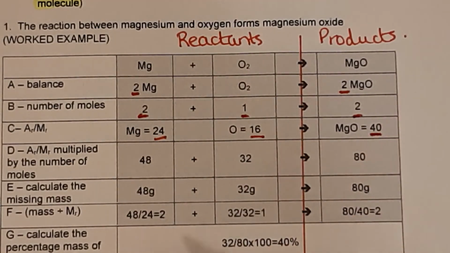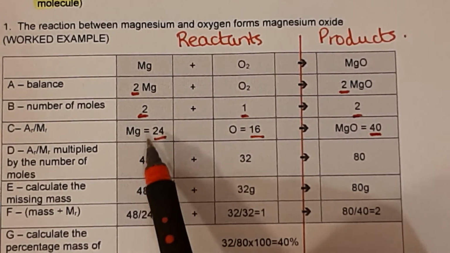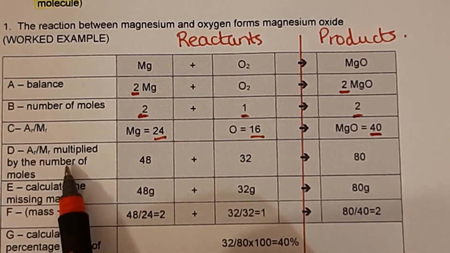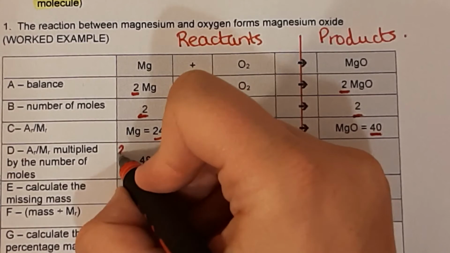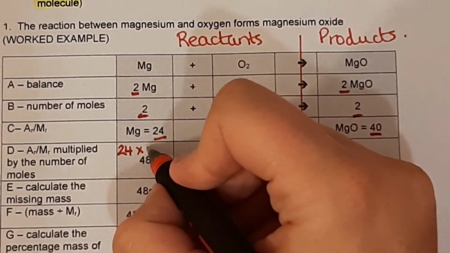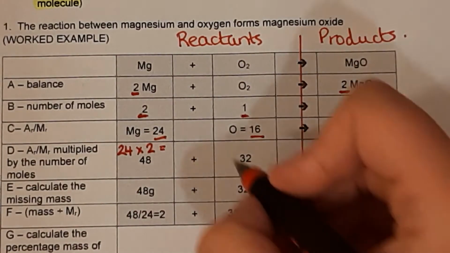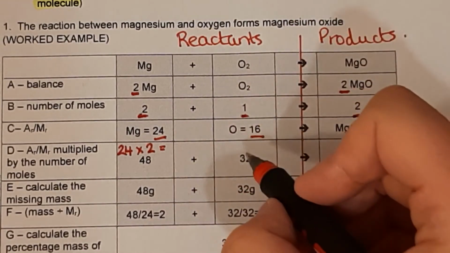Now we need to do some multiplication. So this is part D, which is the relative molecular mass, which is what's in here, so that's 24, multiplied by the number of moles, which is 2, which equals 48. This is going to be right, so this one's tricky.